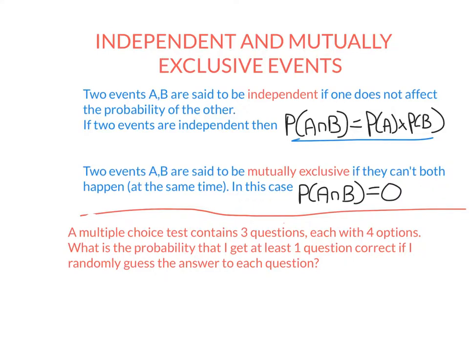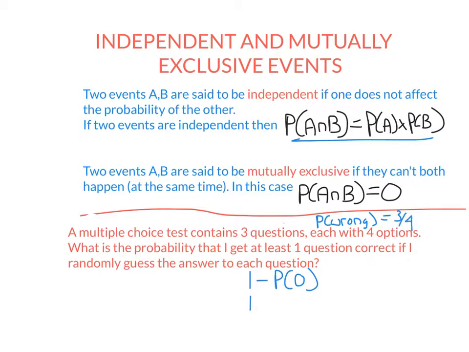So the probability I get at least one question right is 1 minus the probability that I answer 0 questions correctly. So that's what I mean by P0, that I answer no questions correctly. So let's figure out the probability I answer no questions correctly. Well, each time I take a question, I have a 3 out of 4 chance of answering it wrong because there's only one correct option in multiple choice. So that means the probability that I answer each question wrong is 3/4.